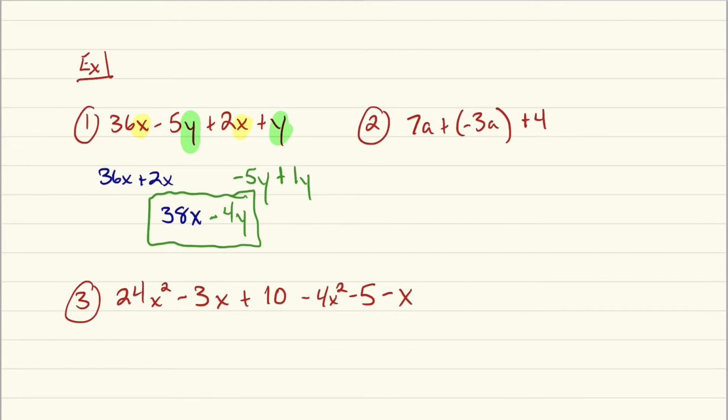Okay, so now moving on to number 2, we have the problem 7a plus a negative 3a plus 4. If we look at our variables here, we only have a's and a's, so that's great. All we have to do now is just group everything together. So we have 7a plus negative 3a. We can write that down as 7a minus 3a if we want, just to make things a little simpler. We know 7a minus 3a is 4a.